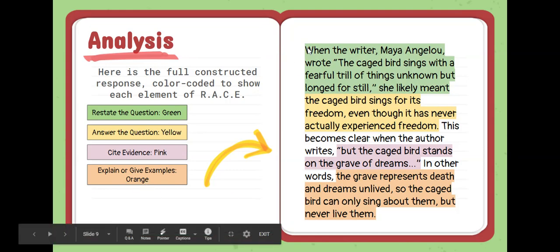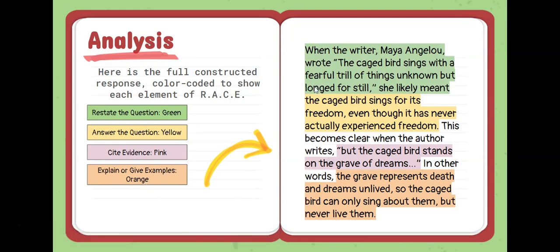So I've taken what we've written. This is restated the question, all in green. This is where we answered the question, all in yellow. The cited evidence is in pink. I just highlighted the quote. That's okay. If you want to highlight all the words you use to kind of jazz it up, make it more interesting, you totally can.